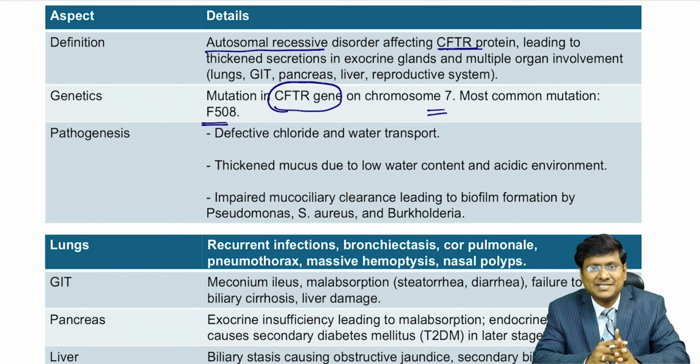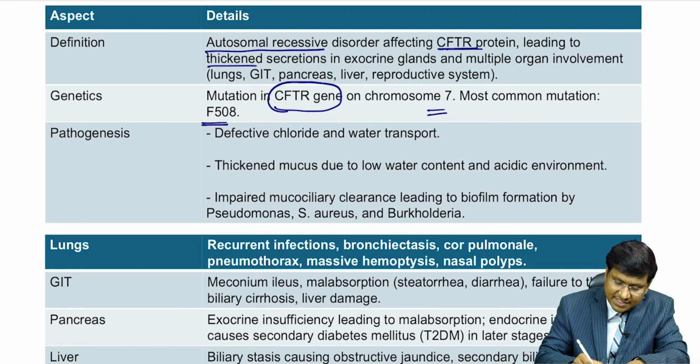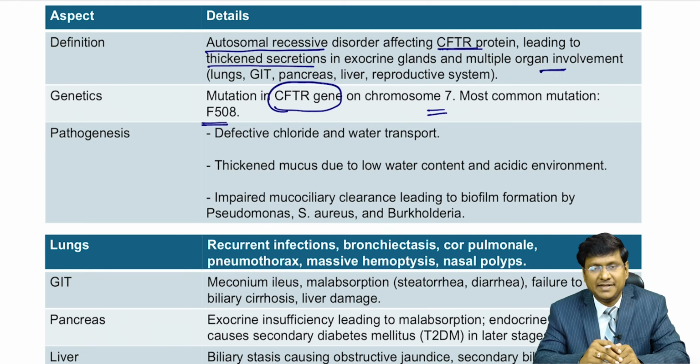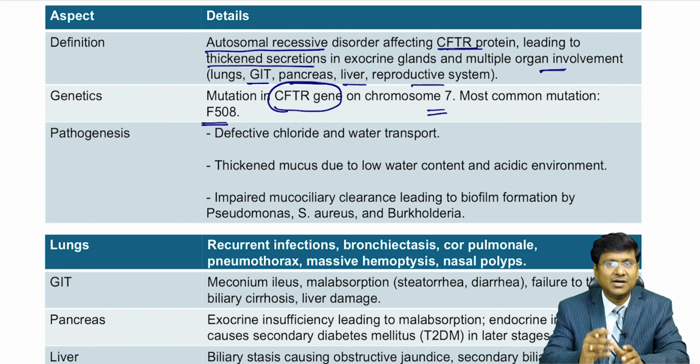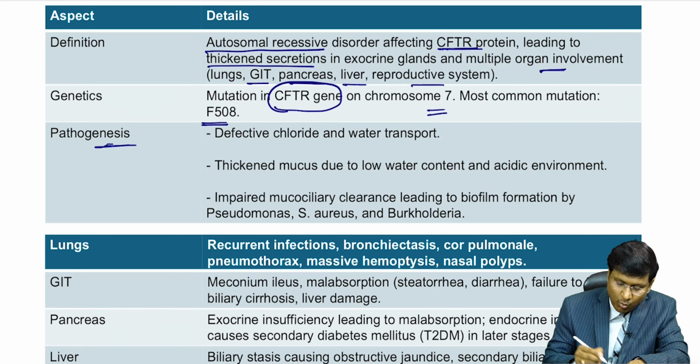Now, once this particular CFTR protein is defective, what exactly will be the problem? The secretions which are produced within the airway become very thick, and multiple organ involvement will be there in patients. So please remember, it is not only lung involvement that you observe, but even involvement of the GIT, pancreas, liver, and reproductive system. These are all the organs affected in cystic fibrosis, but the most common among them is lung involvement. And what is the pathogenesis?